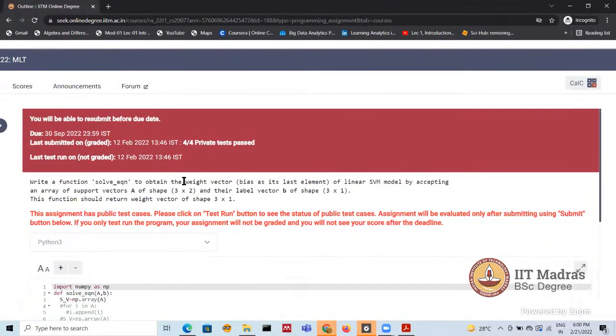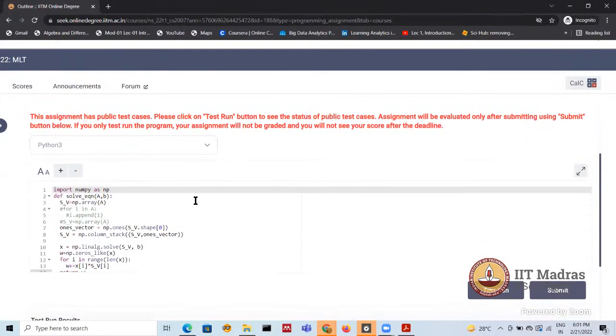So you are asked to write a function to solve the equation. This is a simple function where we have to obtain the weight vector, which has the bias as its last element, of the linear SVM model. And this function will accept only the support vectors and the label vector. So this is equivalent to your multiplication, right? W into X plus B. Like that, we are going to have a multiplication with the weight vector and then use linear programming. So can you show me the code, Devish? We can go to it quickly.